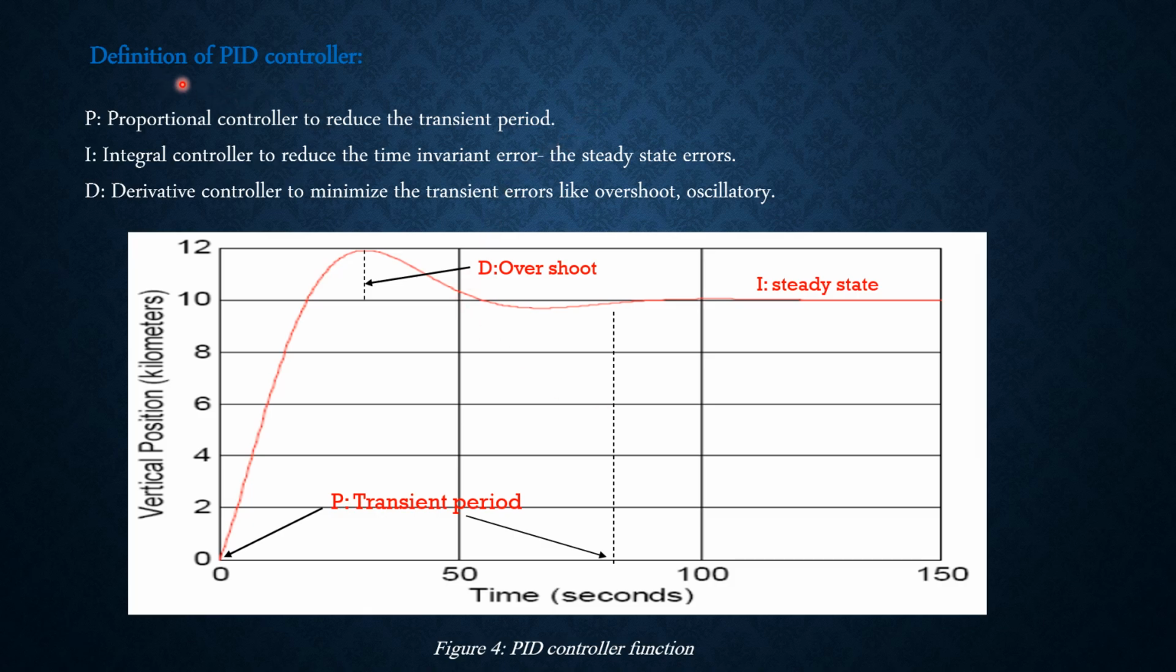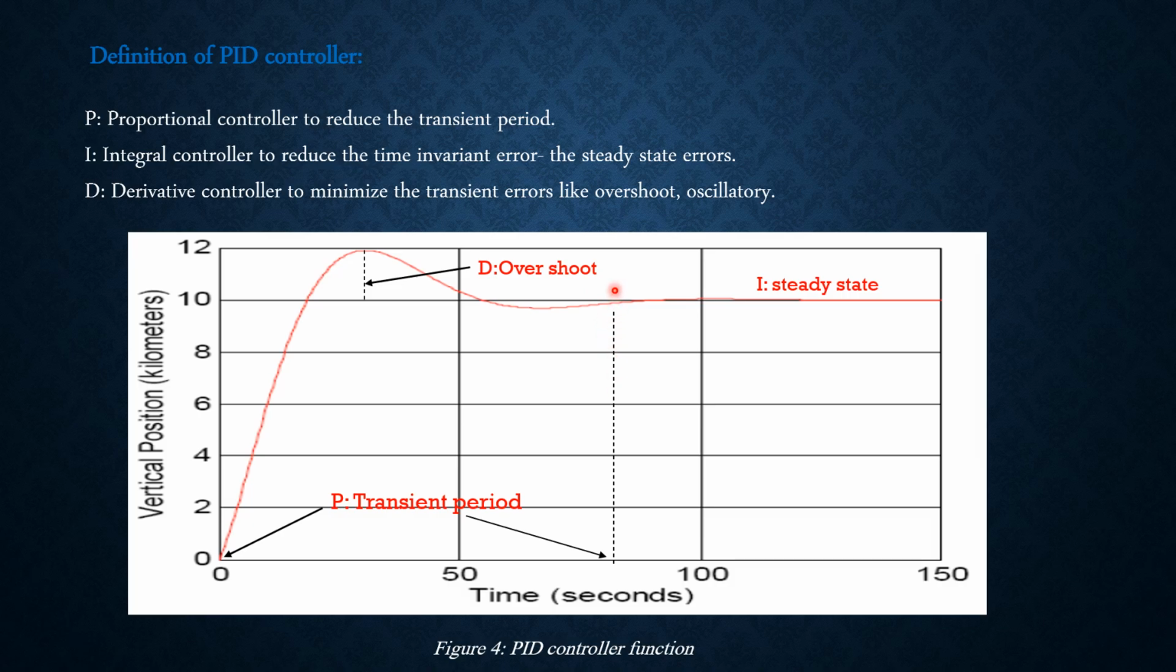Moving on, here we have a figure of a PID controller function, and here we can see how it works. In this block diagram, if our desired speed is 10 kilometers, as you can see here, and we want to get to this speed, when the system starts working, we have a rapid change of speed, which gets to 12 kilometers. And here we have an overshoot before the system gets to a steady state.